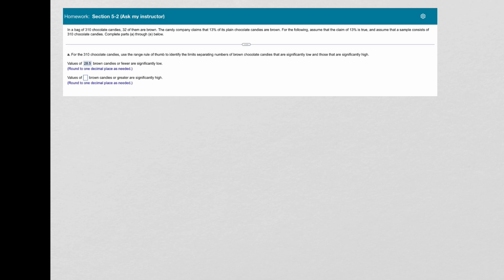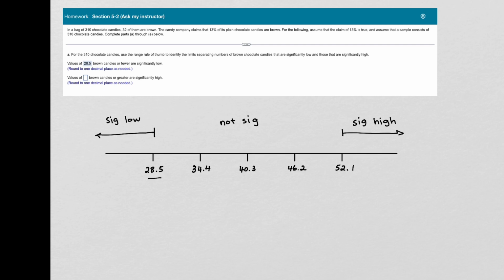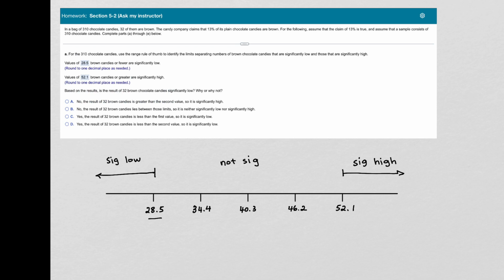Now let's take a look at the second part of that question. So we want to see what values are significantly high, and I just pasted that number line back here. So anything at or above 52.1 would be significantly high.